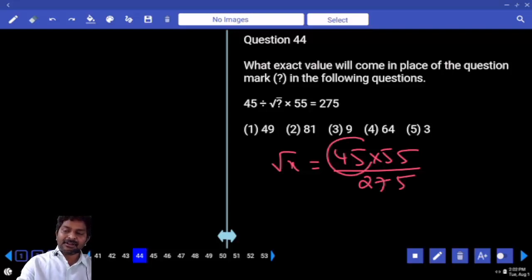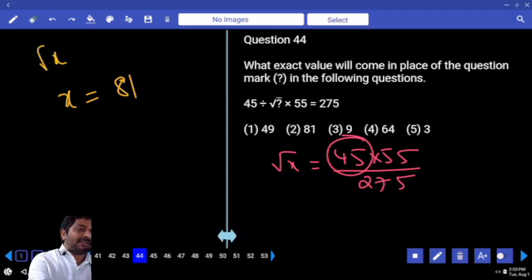Now 45 is 9 multiple. In the denominator, do you have 9 multiple? At least 3 multiple. So your root x value is 9 multiple. Then x value must be 9 square multiple. Go to options. It has to be 81 multiple, 9 square multiple. Hope you got it. Our root x is 9 multiple, but x is 9 square multiple. It has to be 81 multiple.